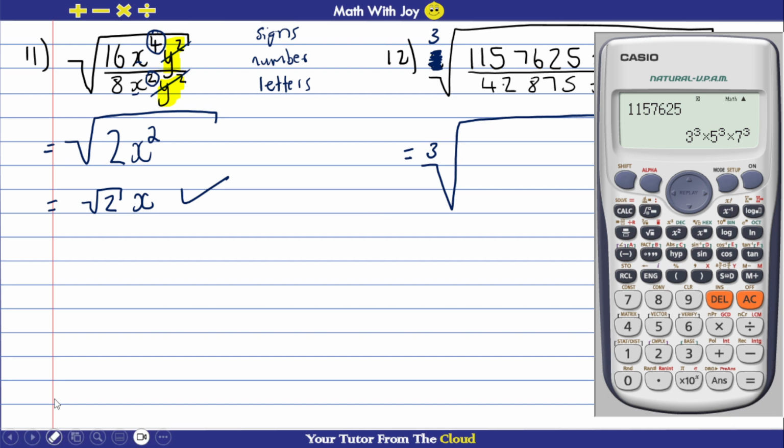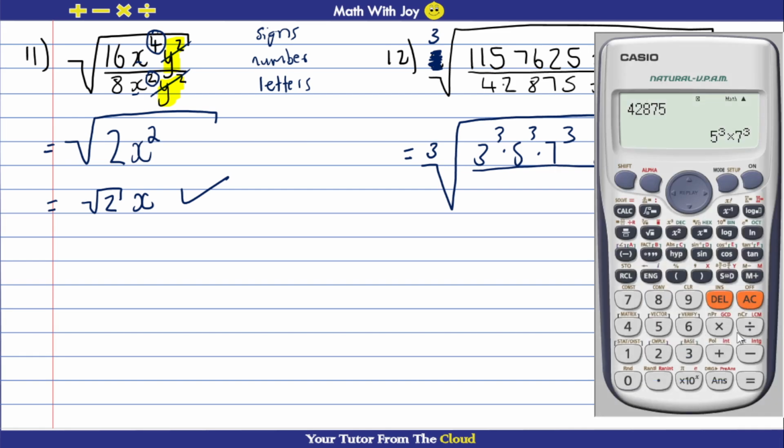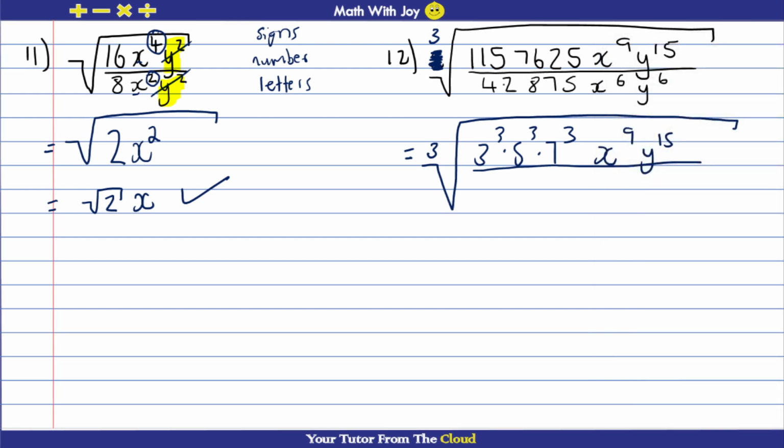It becomes 3 to the power of 3 times 5 to the power of 3 times 7 to the power of 3, x to the power of 9, y to the power of 15. I have to keep on writing that all over. Now let's do the one at the bottom. I know that we have done this before. 42,875 equals, shift. Then you can see it's 5 to the power of 3. So we write down 5 to the power of 3 times 7 to the power of 3, x to the power of 6, y to the power of 6.